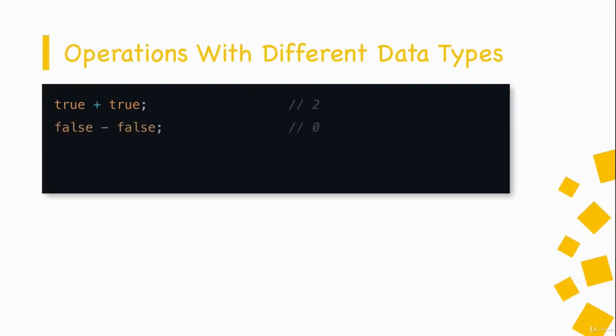Also, false is 0, so false minus false results in 0, because false minus false means 0 minus 0, which equals 0. True minus false, which is 1 minus 0, results in 1. And of course, false minus true, which is 0 minus 1, results in minus 1.